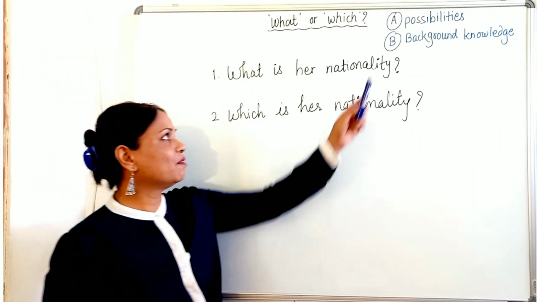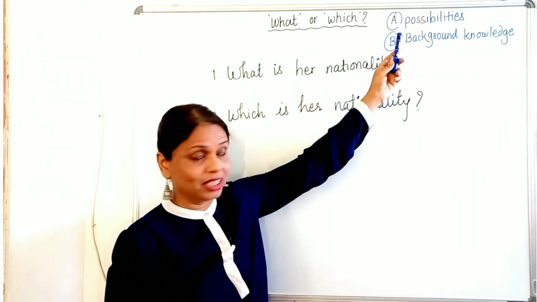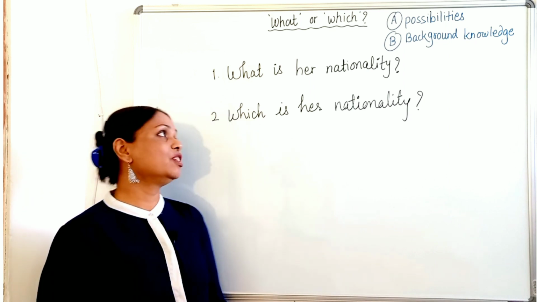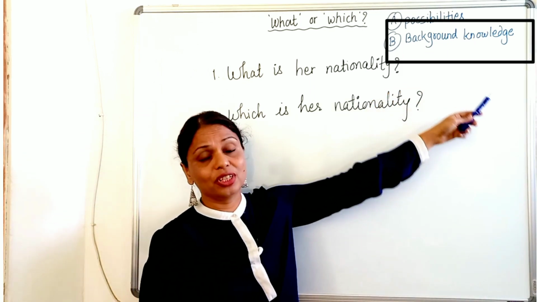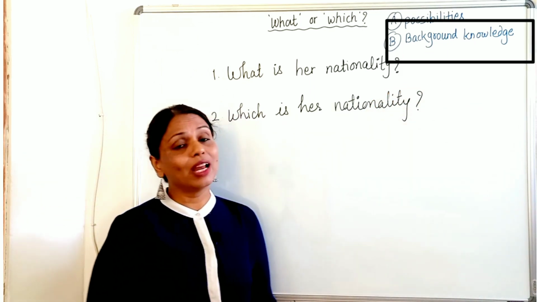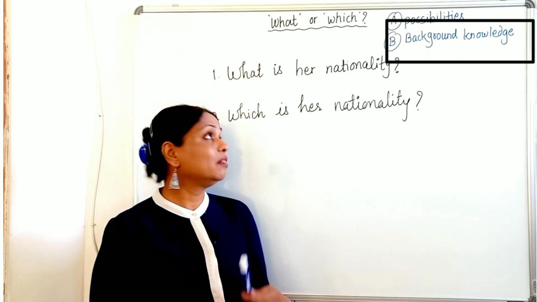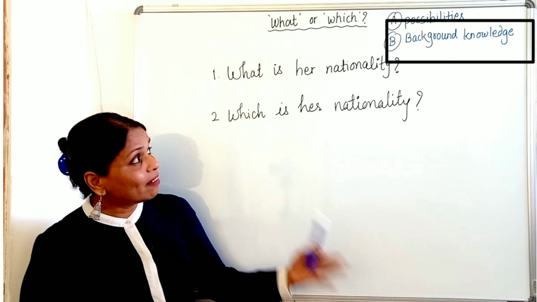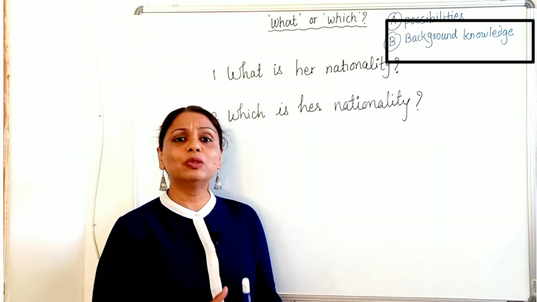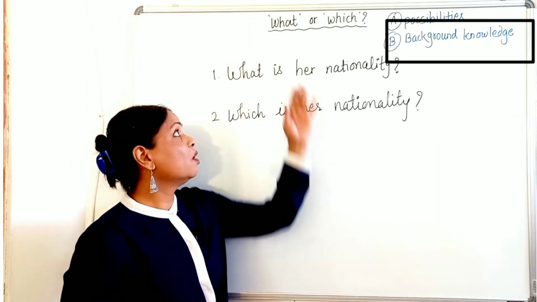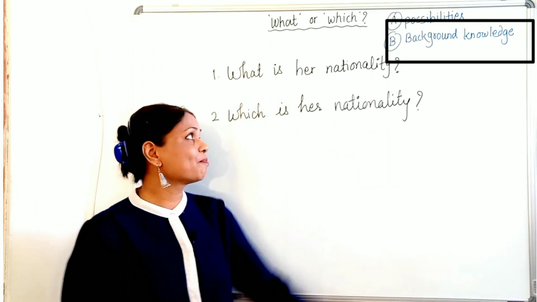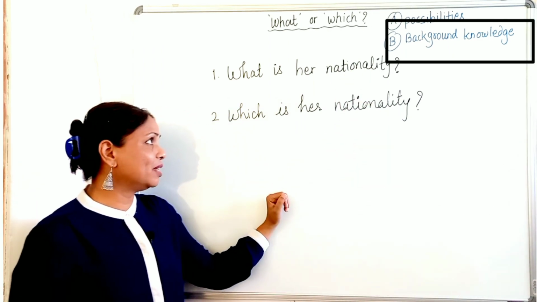So we have seen the first point of possibilities. Let's see the second point, which is of background knowledge. It matters a lot if you have the background knowledge of any person, situation or the thing. If you have the background knowledge, that makes a huge difference whether you are going to use what or which. Let's have a look at these 2 examples.